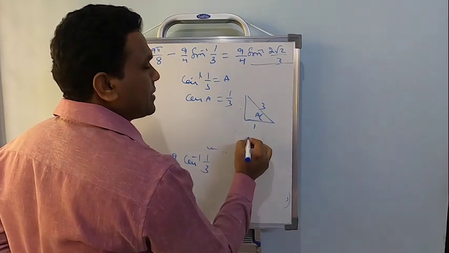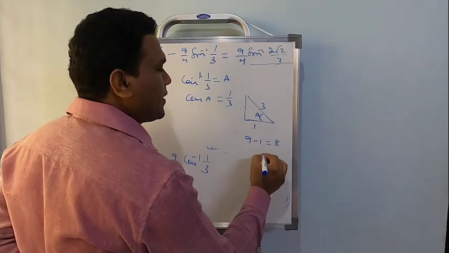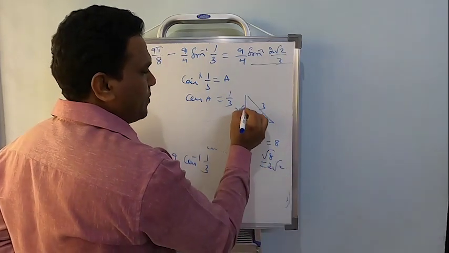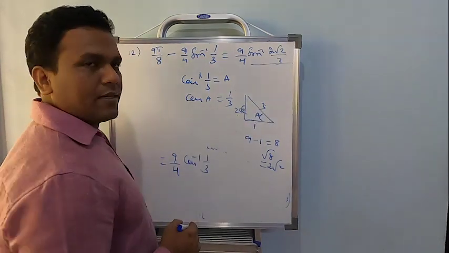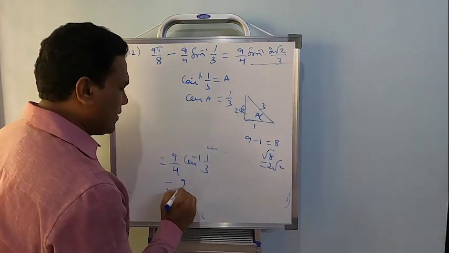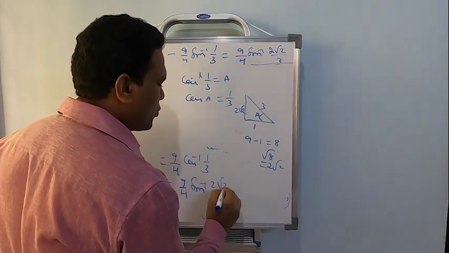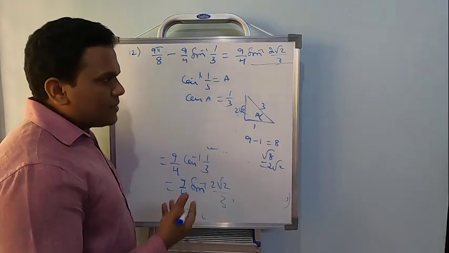What I am going to get is 9 minus 1. 9 minus 1 is going to be 8. Square root of that, right? Square root of 8 can be written as 2 root 2. So this side will be 2 root 2. What's the definition of sine? Opposite by hypotenuse. So this is 9 by 4 multiplied by sin inverse 2 root 2 by 3. That's my required answer.